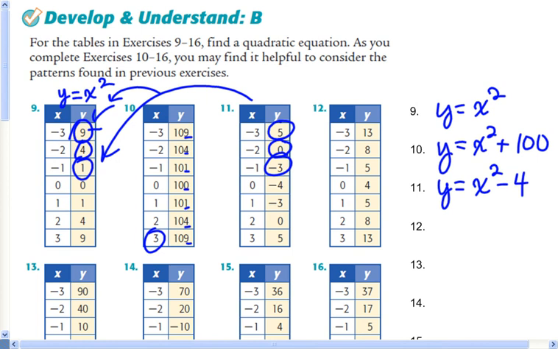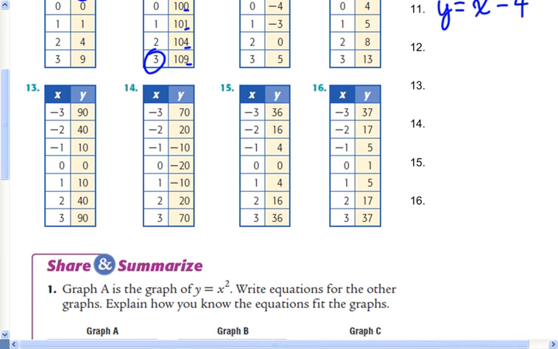I'm going to do one more that I think is possibly a little bit different, and then we'll do the rest in class. Okay. Let's look at number 13. Now, how has that changed from our original? Here's our original numbers. Here's y equals x squared. And I hope you notice here that these are all 10 times bigger. 9 times 10 is 90, 4 times 10 is 40, 1 times 10 is 10. So we can just multiply our x squared by 10. So y equals 10 x squared. And that's that one. And I think I'll let you do the rest in class.